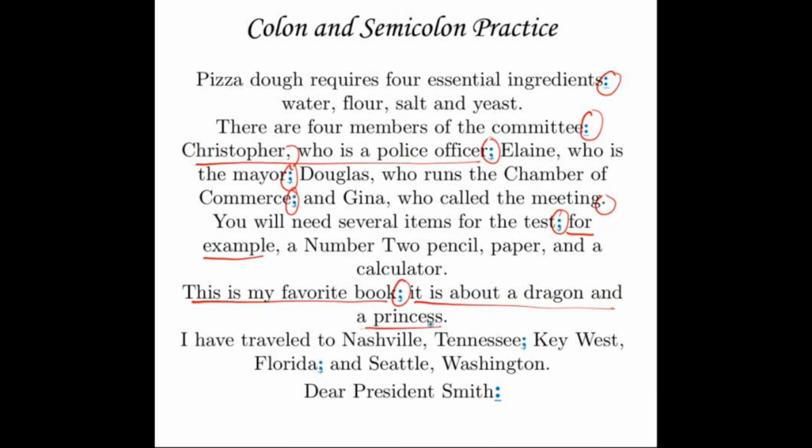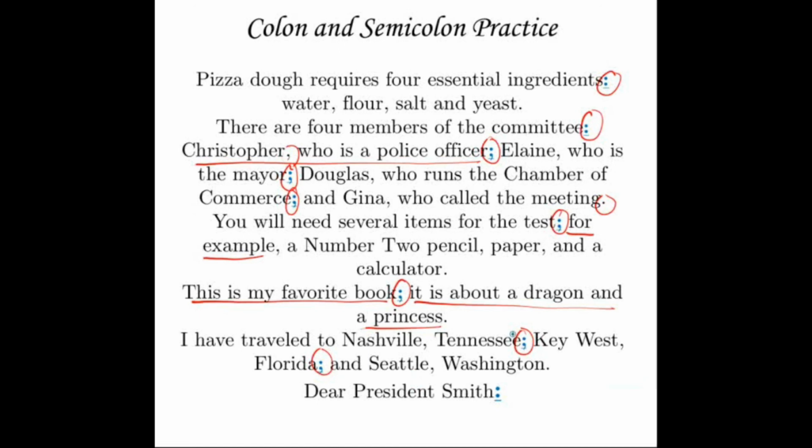Next, I have traveled to Nashville, Tennessee. Once again, we have items on a list that have commas inside them, so we have to separate the items with semicolons. Nashville, comma, Tennessee, semicolon; that's one place, the city of Nashville in the state of Tennessee. Key West, Florida, the city of Key West, or the island rather, in the state of Florida. And Seattle, Washington, the city of Seattle in the state of Washington. So we use semicolons to break up the items in the series.